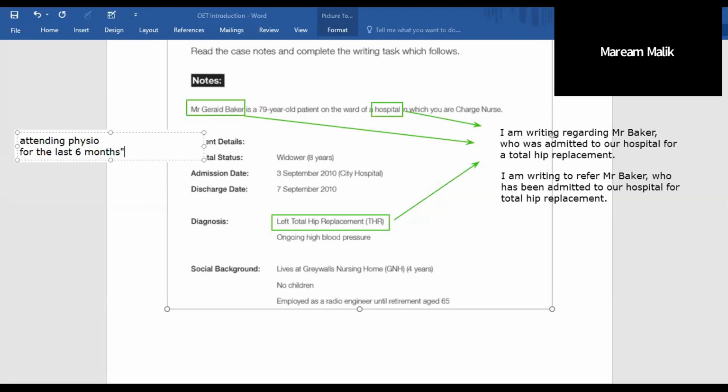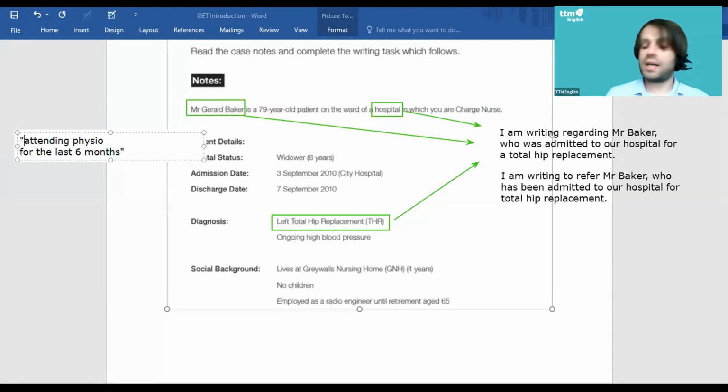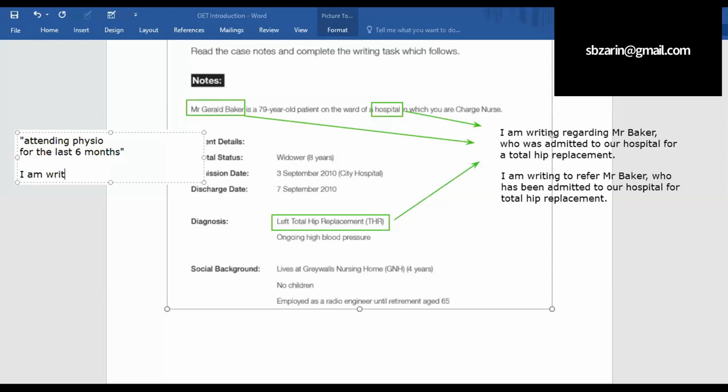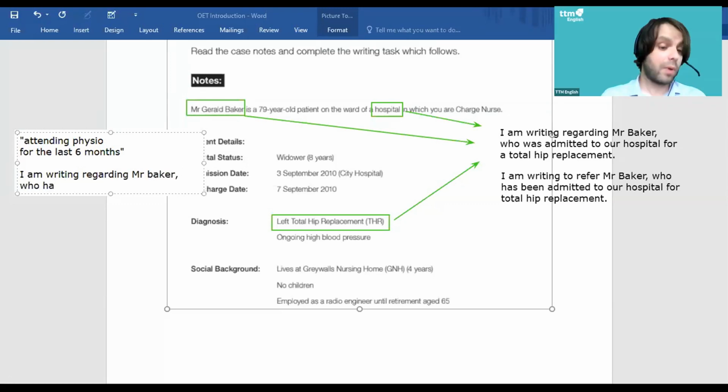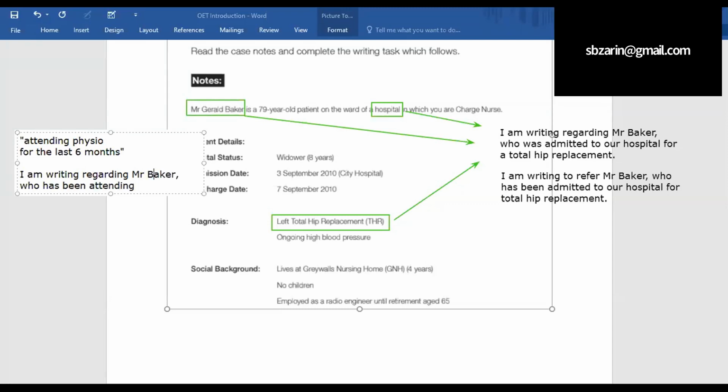Has been attending? Well, let's just test someone here. Sabrina, what would you say? Imagine that Mr. Baker is doing physio instead, and it was 6 months. Mr. Baker has been attending physiotherapist. Who? I'll do it my way, okay? Who has been attending physiotherapist. Imagine you're the physio. Therapy to our clinic. Okay. What would you say?